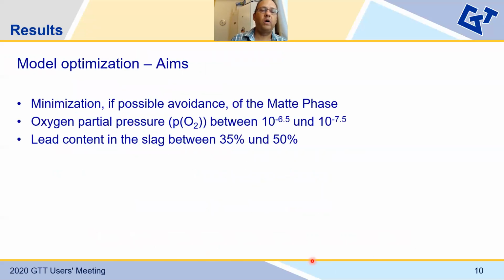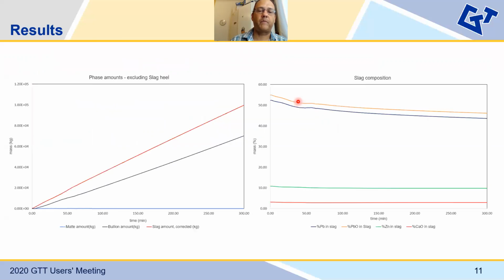In order to have a stable process, you know from practice that you should avoid the mat phase. You should have an oxygen partial pressure between 10 to minus 6.5 and 10 to minus 7.5, and the lead content in the slag should be between 35 and 50 weight%. When you calibrate the model by adjusting the split factors, basically for the fraction splitters, you get reasonable results.